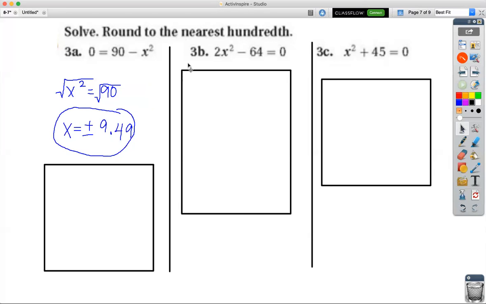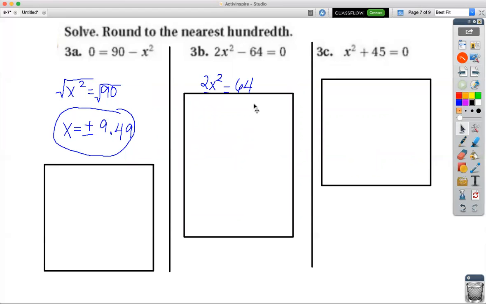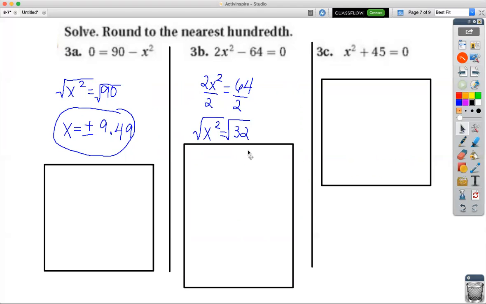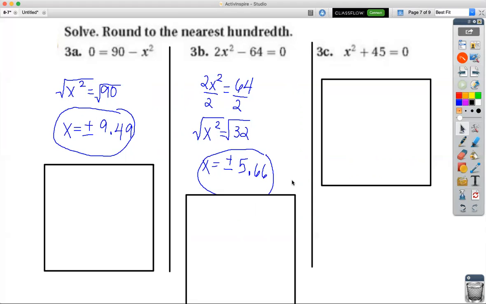On the other hand, for 3b, our equation says it's 2x squared minus 64 equal to 0. So we need to isolate the x squared term. So first step is to move 64 over like so. And afterwards, because we need x squared by itself with a leading coefficient of 1, we need to divide the equation by 2. And so we come up with x squared equal to 32. And now we're ready to get the square roots, remembering again that you have a positive and negative value, but this time it will be plus and minus 5.66. Okay, so remembering you're rounding to the nearest hundredth.